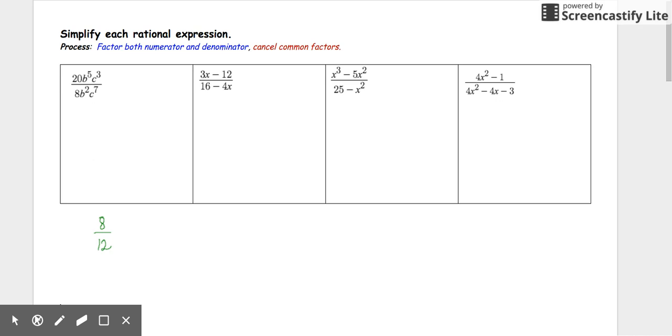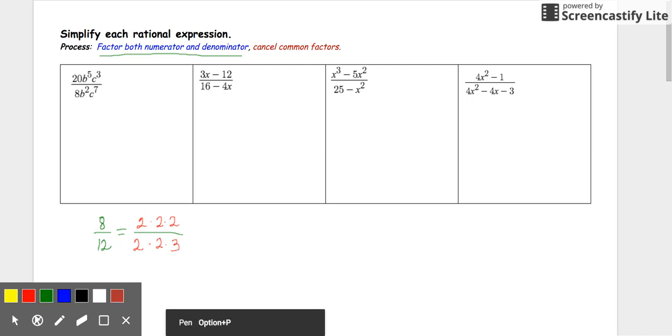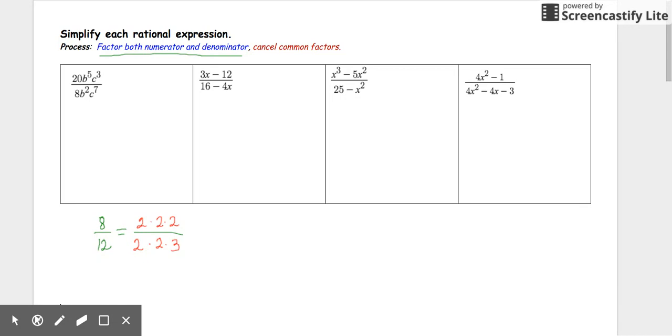First step is to factor both numerator and denominator. When we factor, we have to make sure that we are using prime factors. So the factors of 8 are 2 times 2 times 2. And the factors of 12 are 2 times 2 times 3. Now, the reason why we want prime factors is that after we cancel all the common factors, like a pair of 2's and another pair of 2's, the leftover will represent the simplest form.